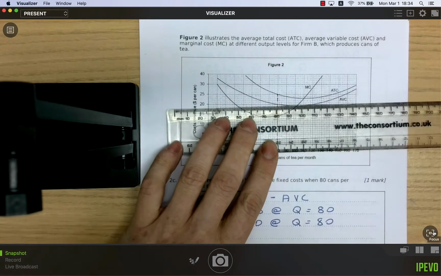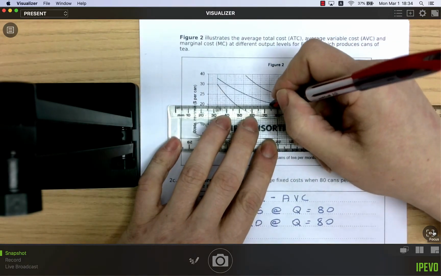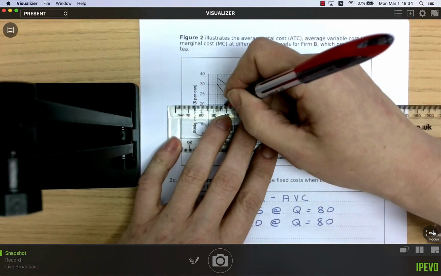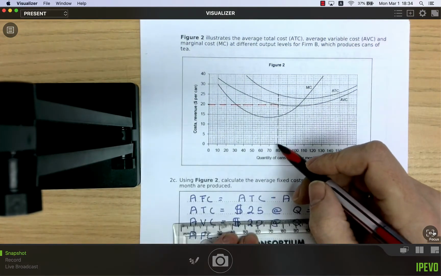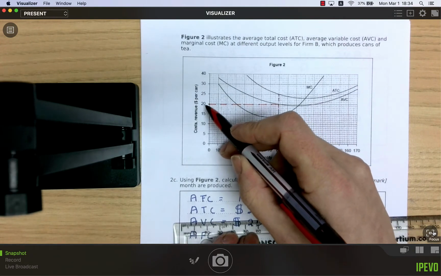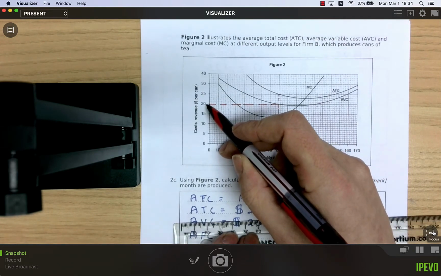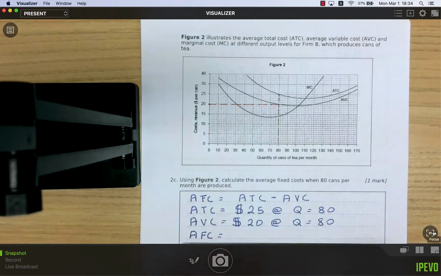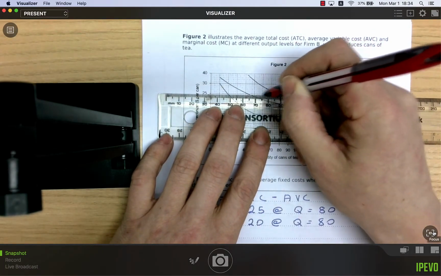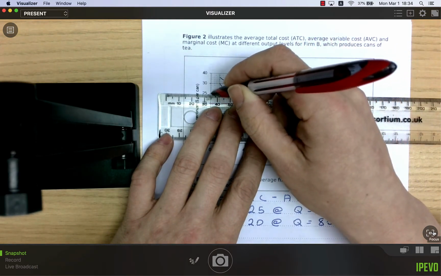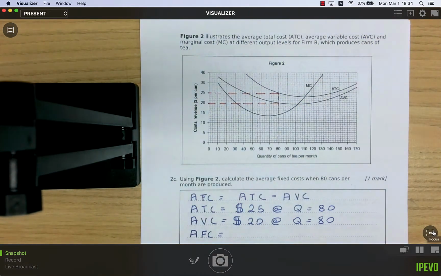All right, now if I go across from here, from the average variable cost curve, that's the AVC. So at a quantity of 80, if I go across the AVC, I have an average variable cost of $20 per can at a quantity of 80. Don't forget it changes, of course. But if I go to the average total cost, well, I have $25 per can average total cost. Now, coming down here to the workings, if I take the average variable cost away from the average total cost, I'll get the average fixed cost.